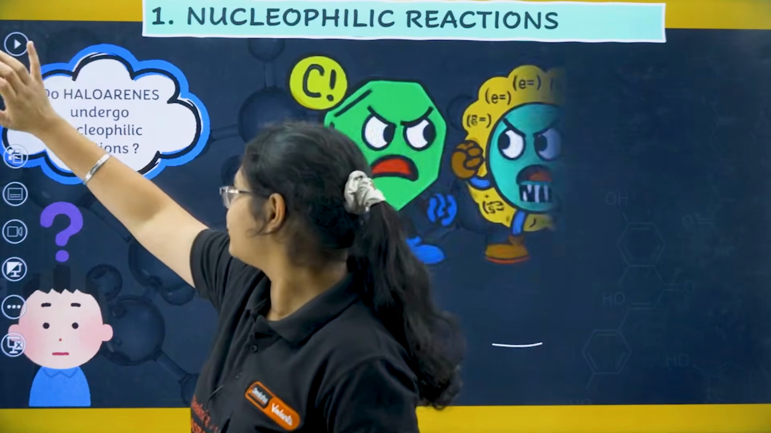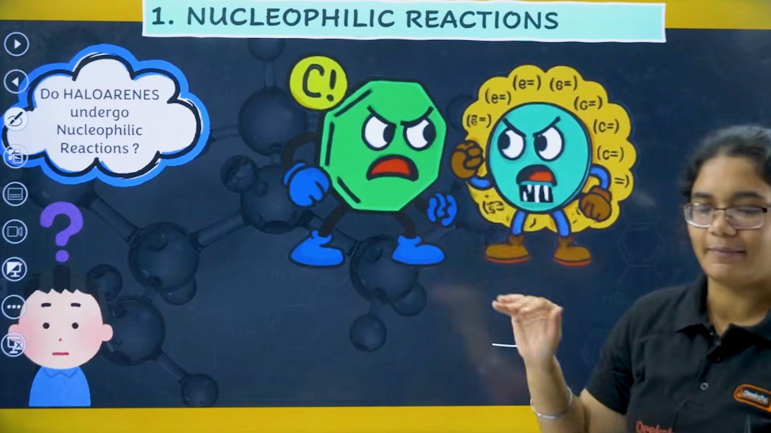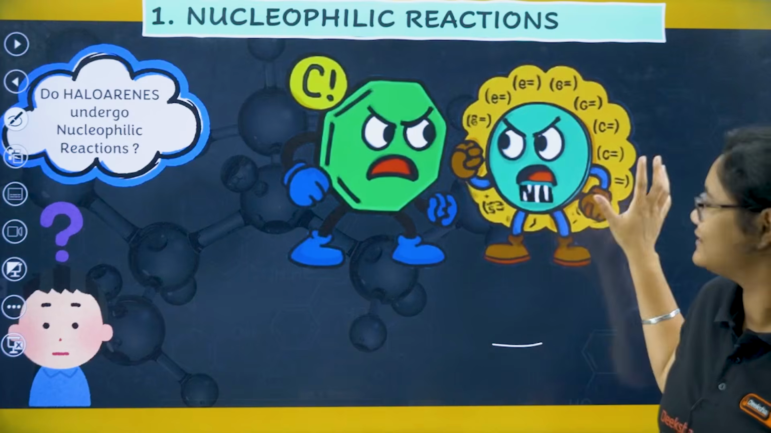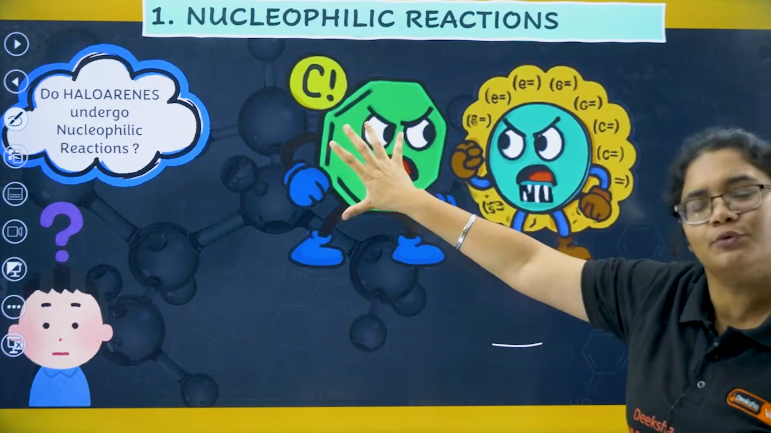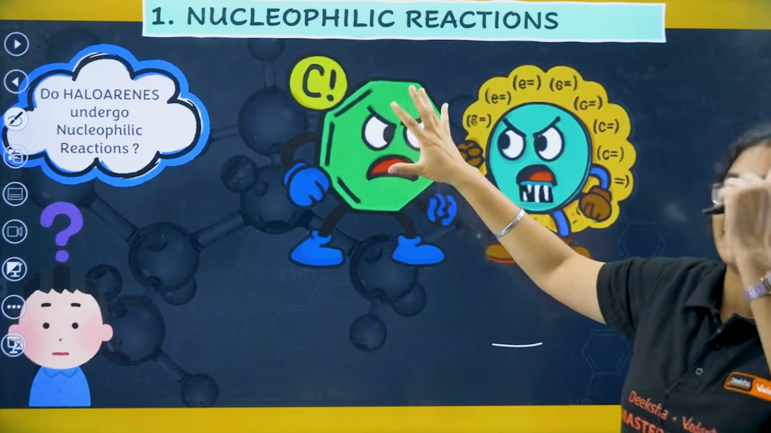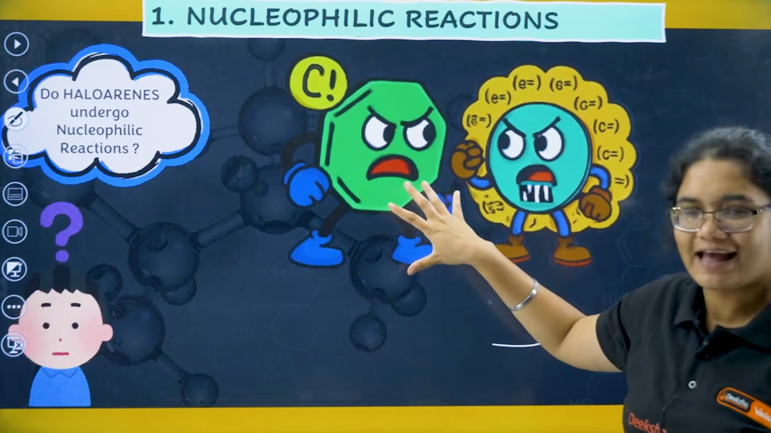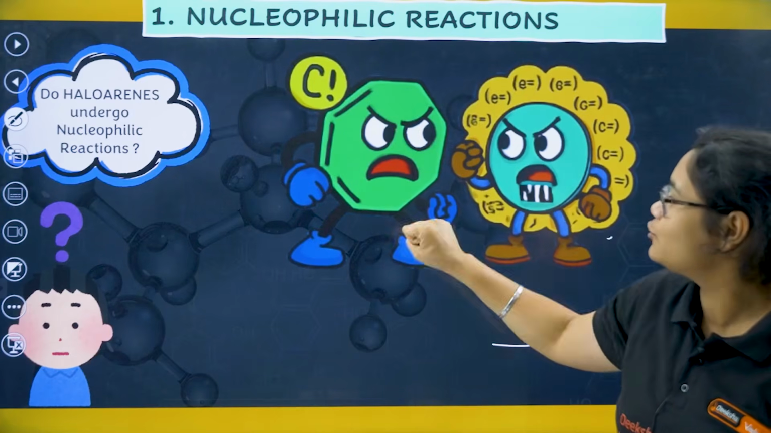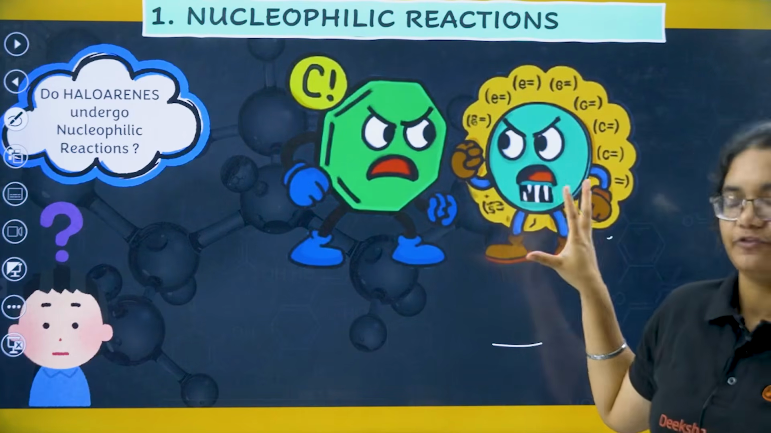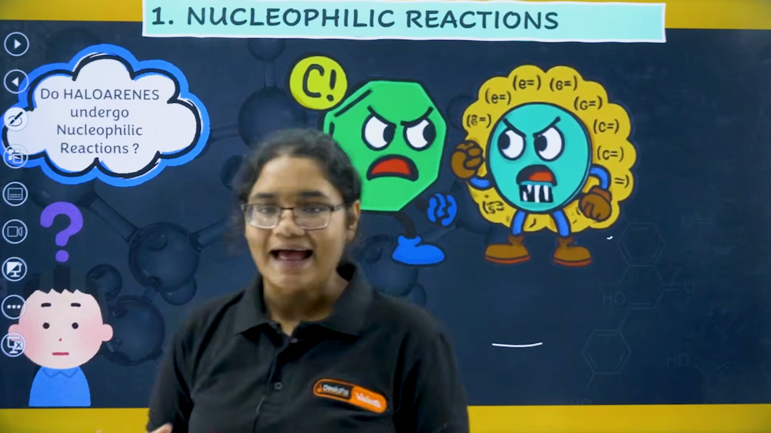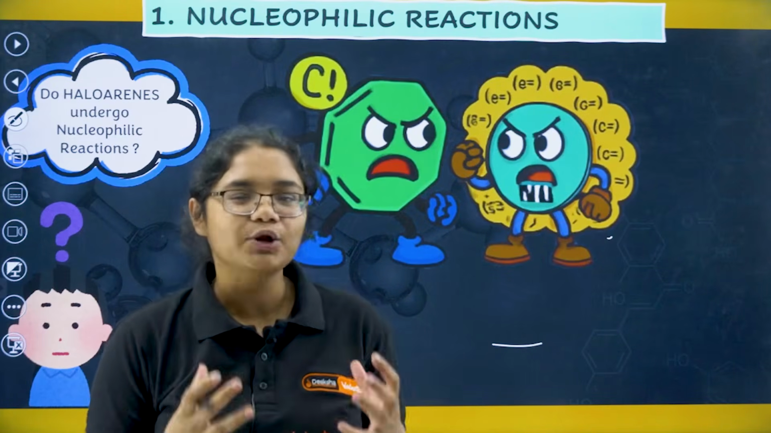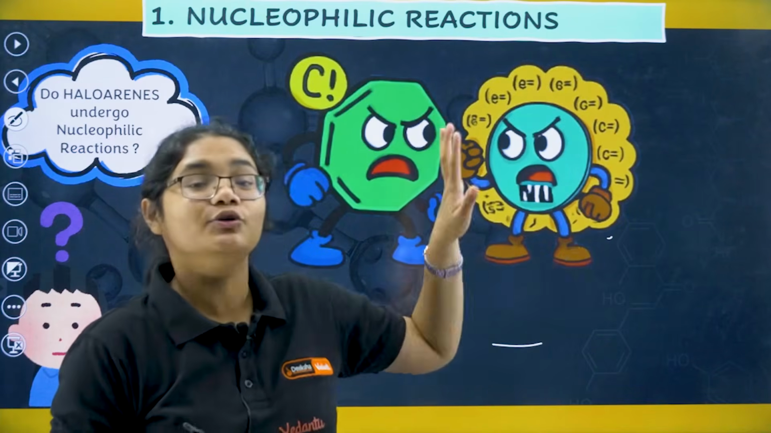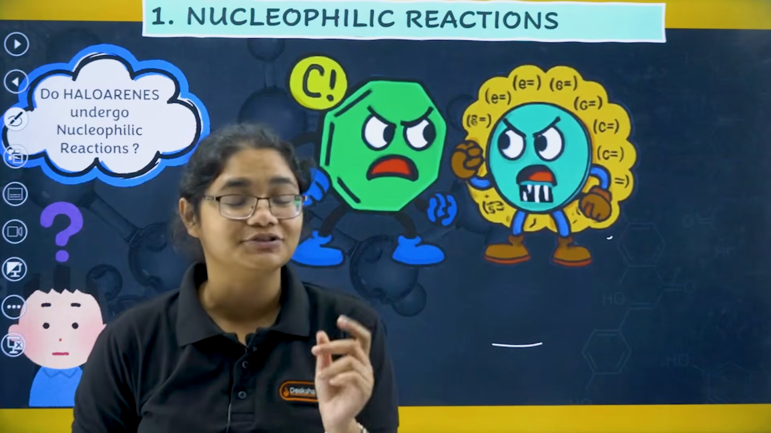So first of all, I'll show you an image. What do you think by seeing this image? This is a nucleophile, right? I have shown you this diagram in my last class. This is a nucleophile, and this is our cute little chlorobenzene who was smiling in the previous slide and now suddenly has become very angry, right? So what can you assume by seeing this particular image? Here we will be discussing that the haloarenes are not very fond of nucleophiles. So they do not undergo nucleophilic reactions easily.